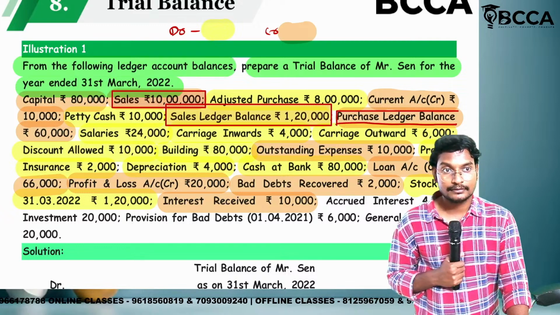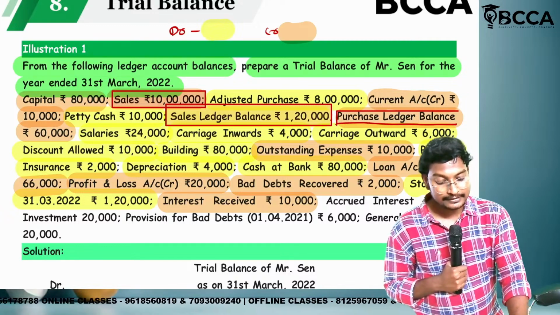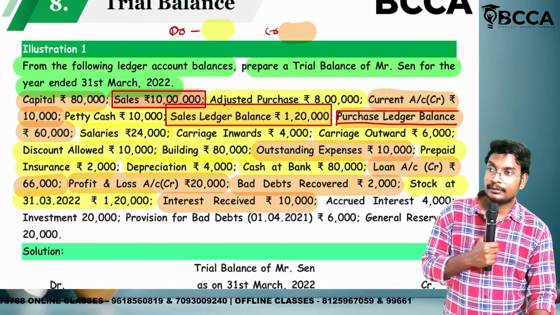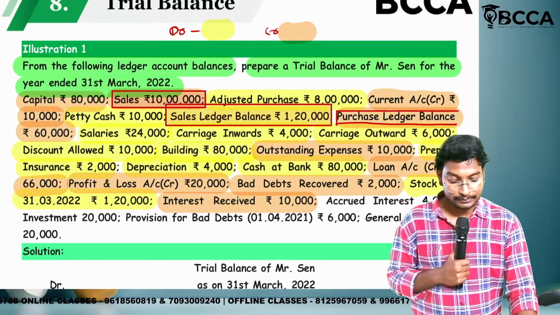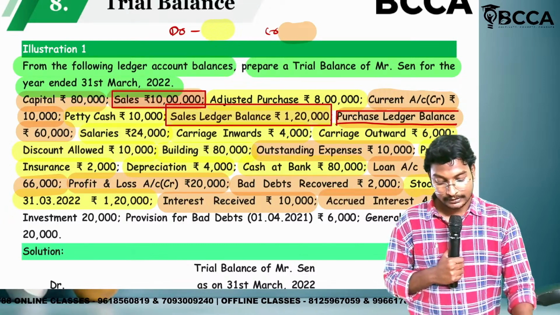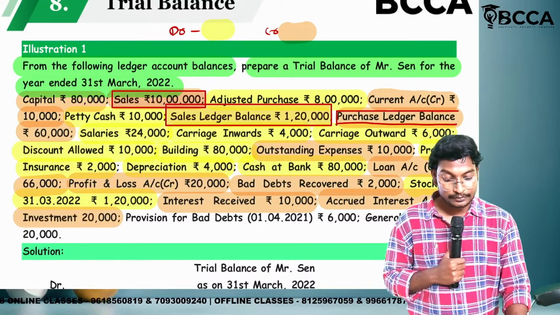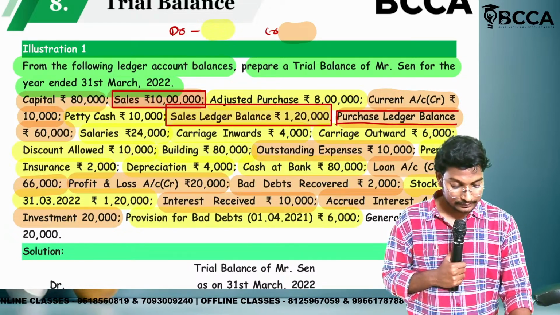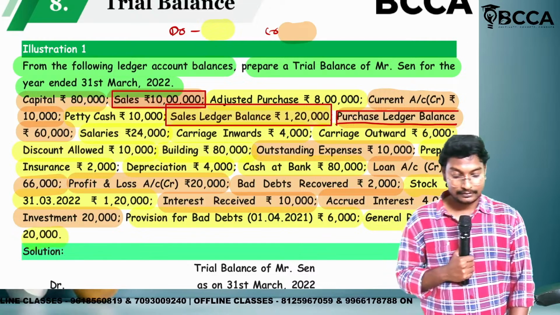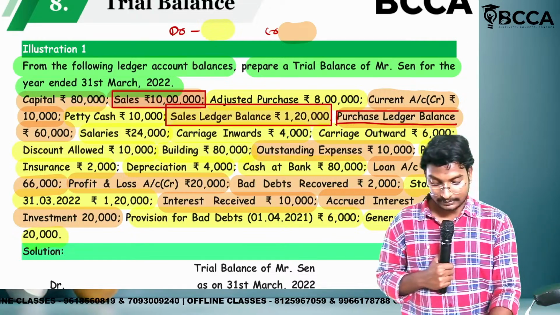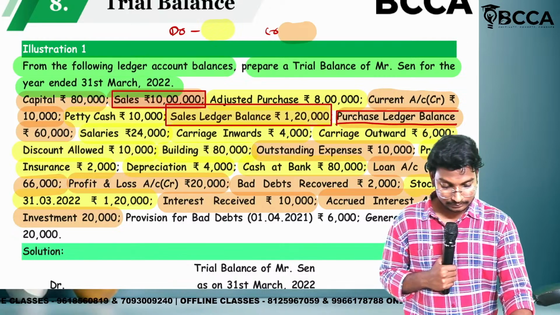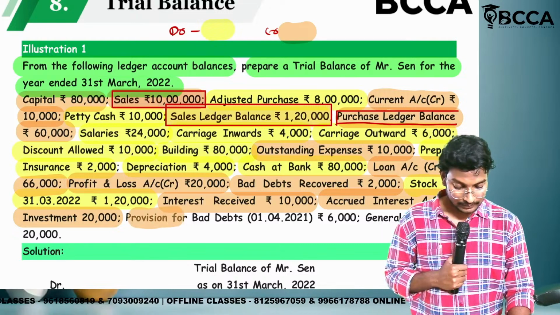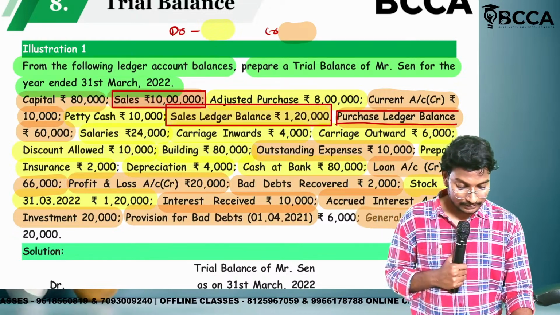Accrued interest. Sir, interest received and accrued interest. What is the meaning of accrued, sir? Interest receivable. Asset or liability? Asset. Will be recorded in debit side. Next one, investment. Debit balance. Provisions. Which balance? Credit balance. Reserves also credit balance. Sorry, I forgot to change the color. Credit balance and credit balance.